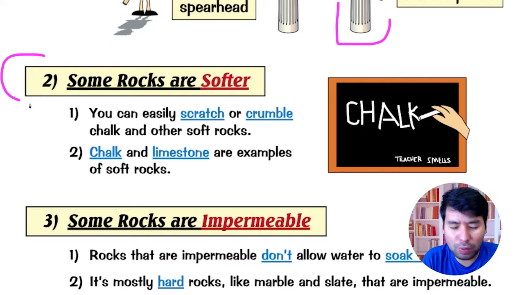Let's see. Number one, you can easily scratch or crumble chalk and other softer rocks. Chalk and limestone are examples of soft rocks, okay? So let's go now. Let's understand what is that, okay? Let's get with me. Okay, so let's begin with chalk, okay?